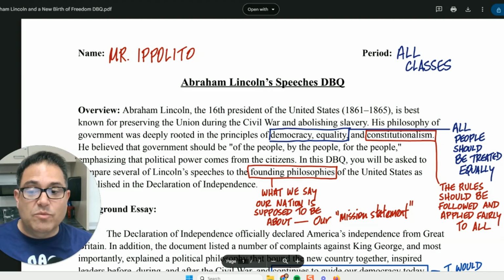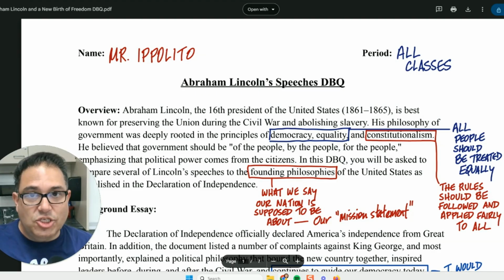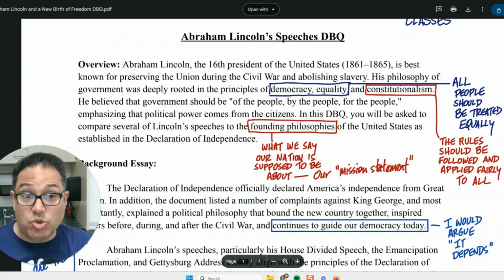His philosophy of government was deeply rooted in the principles of democracy, equality, and constitutionalism. What I mean by that is he believed very deeply that all people, regardless of their skin color, should be treated equally. And he also believed that the rules should be followed and applied fairly to all. He believed that the Constitution was important. And when he became president, he felt like he had an obligation to make sure that everyone had equal protection under the laws of the United States.